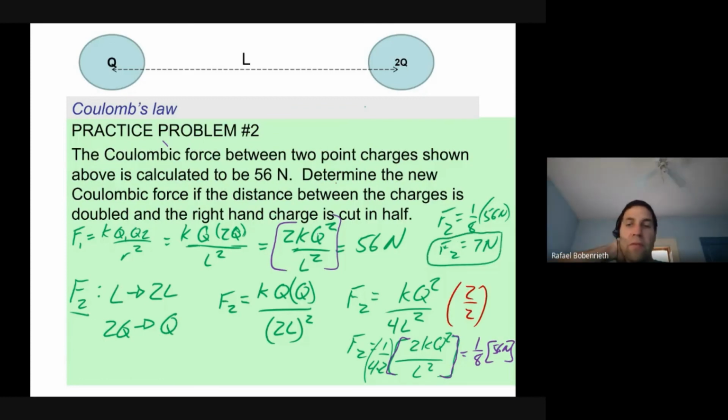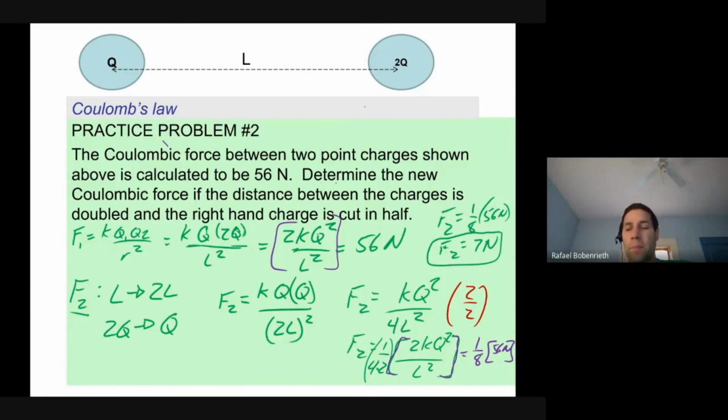So notice I was able to figure out the new Coulombic force without actually knowing the charge and actually knowing the distance, but just knowing a relationship between how it originally was and how it changed. Again, we've done this before. This is just another example of comparative scenario analysis. Big thing in IB, also big thing in AP. Also big thing in colleges.